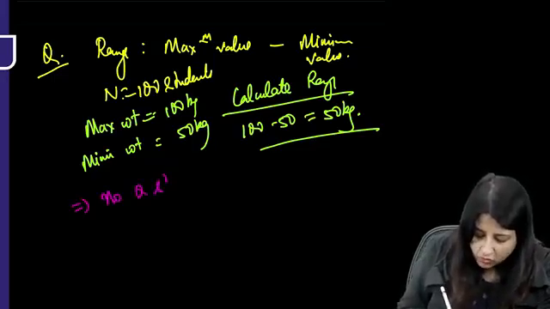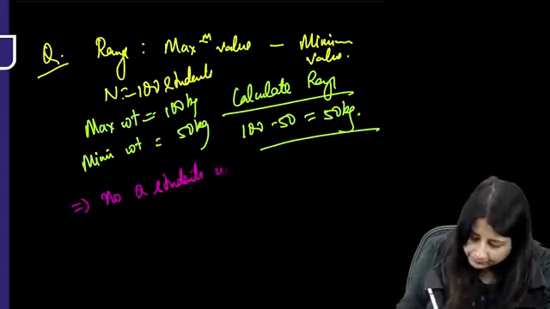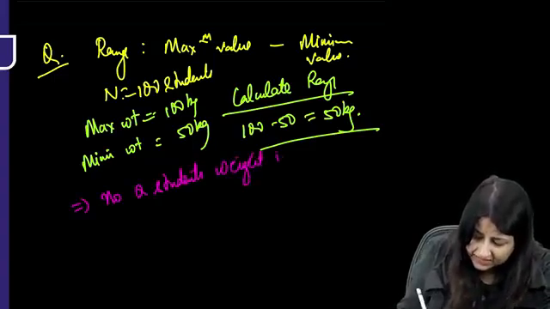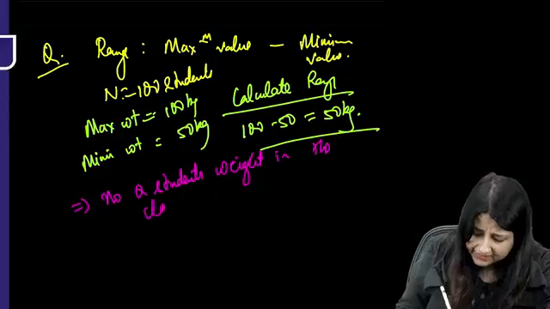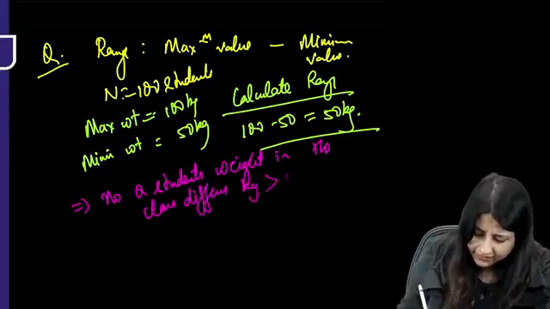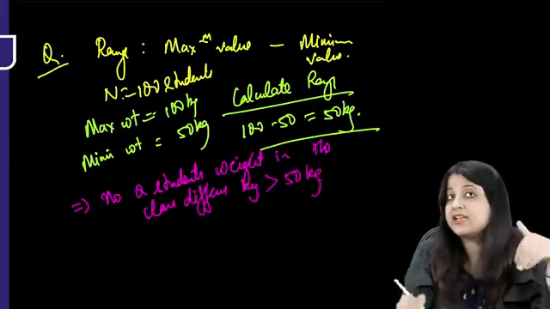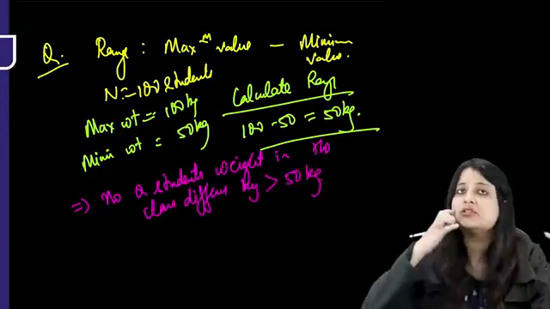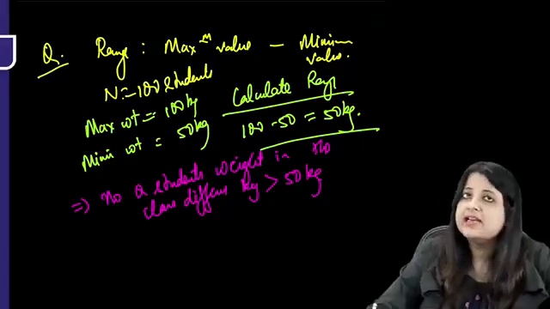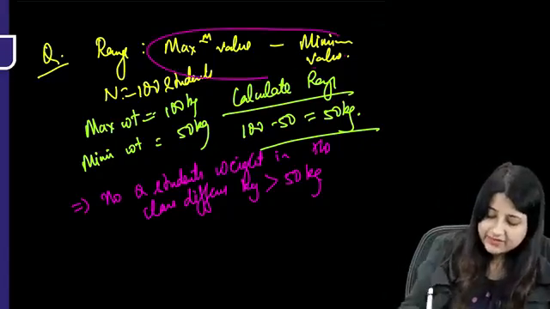Interpretation means no two students in the class differ in weight by more than 50 kg. कोई भी ऐसे दो बच्चे नहीं हैं जिनके weight में difference 50 kg से ज़्यादा है. So that is what the range is. This calculation definitely comes.